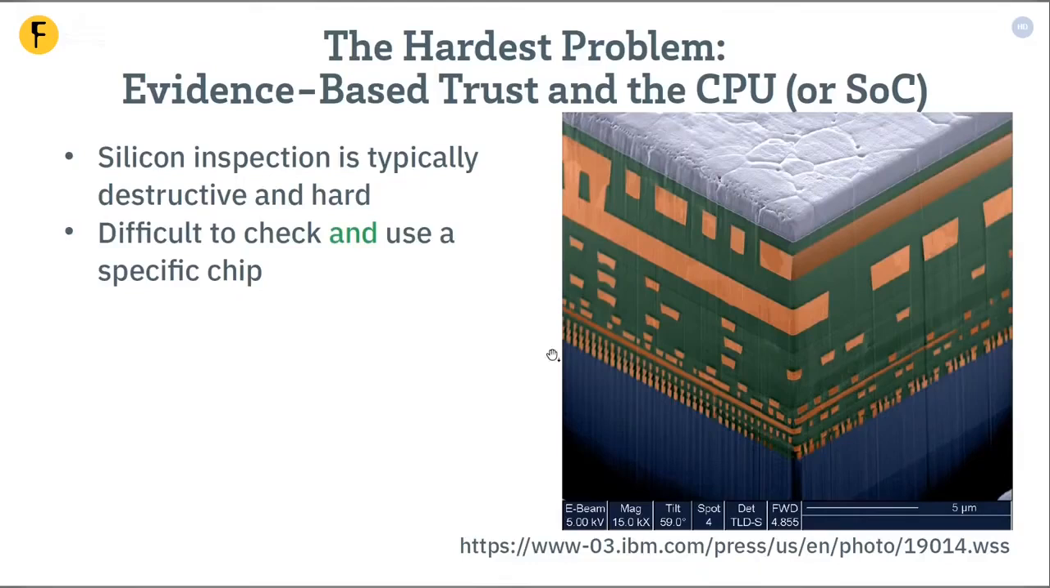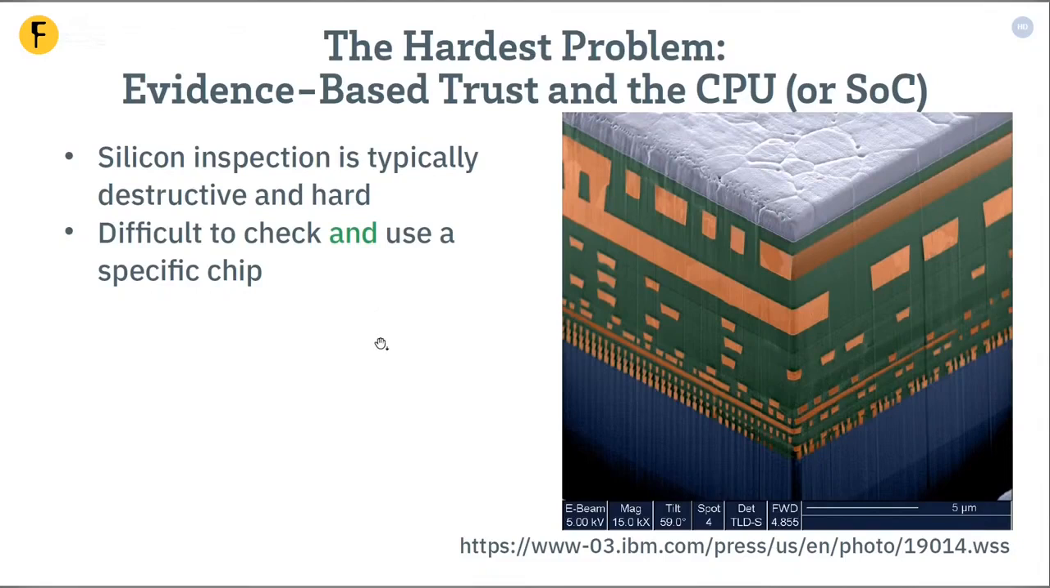As you can see here, this is a great demo of what you can see on a chip, but they cut the chip, right? They literally had to slice through the chip to get this, so the chip doesn't work anymore, right? You can verify this chip all you want, but good luck using it, right? So it's very difficult to check and use a specific chip.